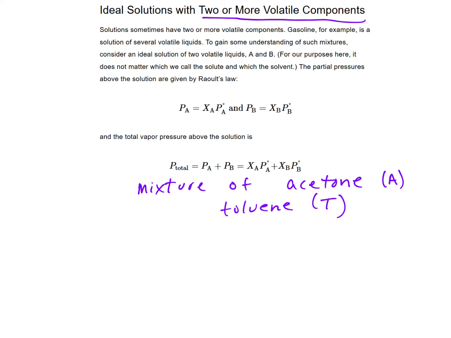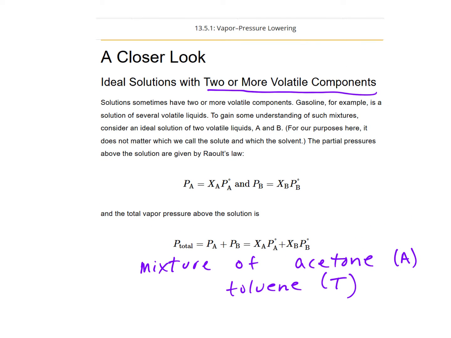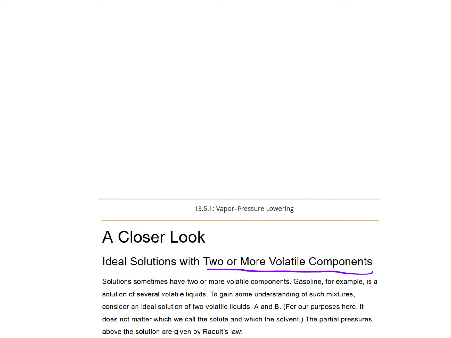So they are going to follow what we call Raoult's law for a mixture. Let me write Raoult's law for vapor pressure lowering. I guess I kind of avoided that last slide. Sorry about that.